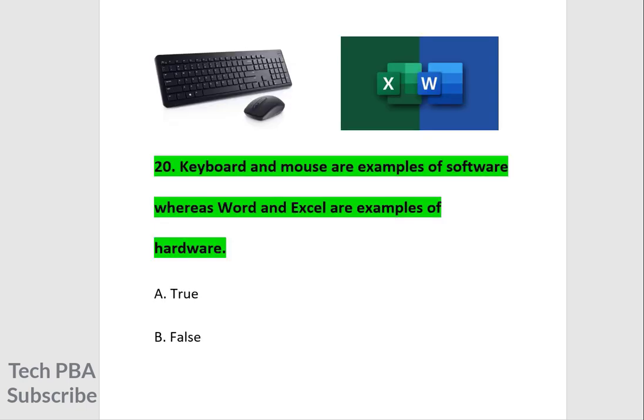Question number 20. Keyboard and mouse are examples of software, whereas Word and Excel are examples of hardware. True or false? The correct option here is B, which is false. Keyboard and mouse are hardware, whereas Excel and Word are software. So please take note. Correct option here is B, which is false.